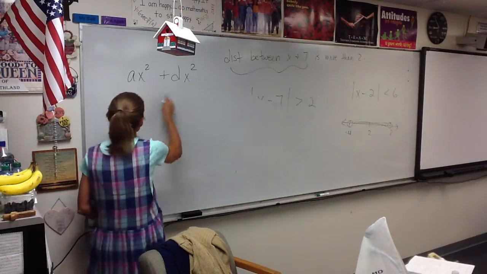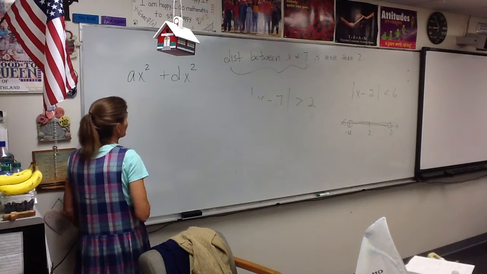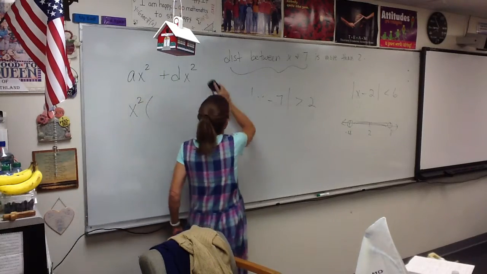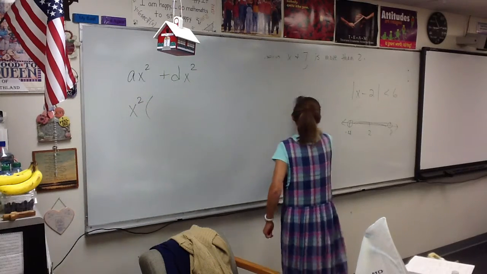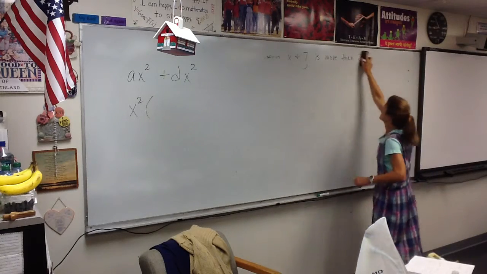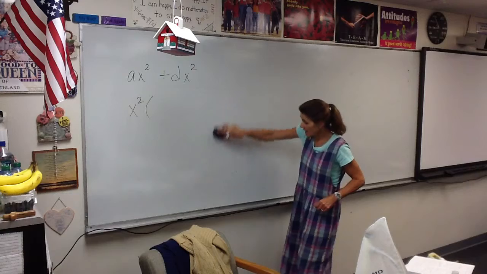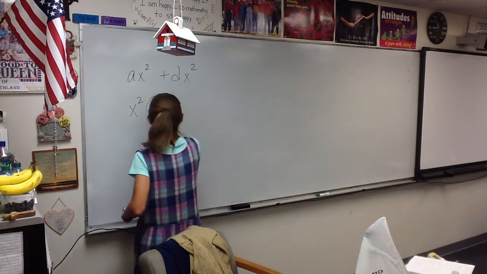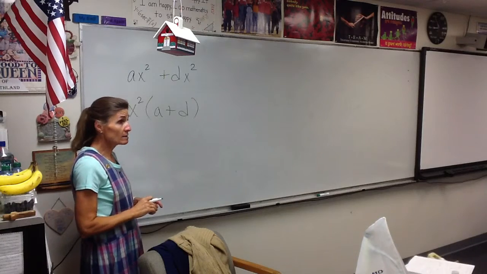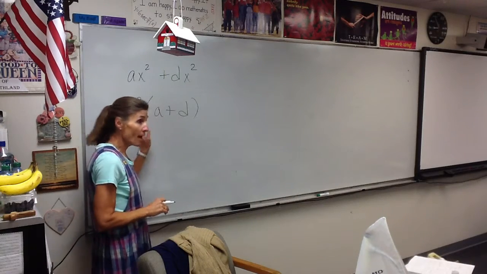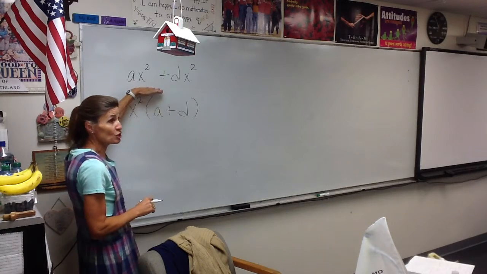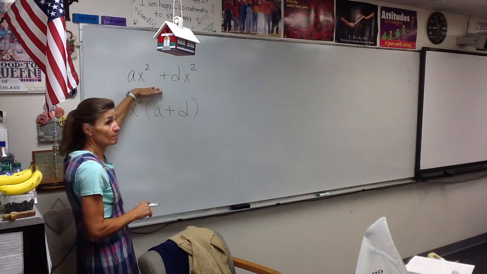So I look at this. What do both terms have in common? X squared. So I'm going to write down x squared, and then I'm going to put a parentheses. And what's going to go in the parentheses? A plus D. Now, if I want to make sure this is correct, I can distribute it back, right? And if I take x squared times both of these, I should end up with what I started with.